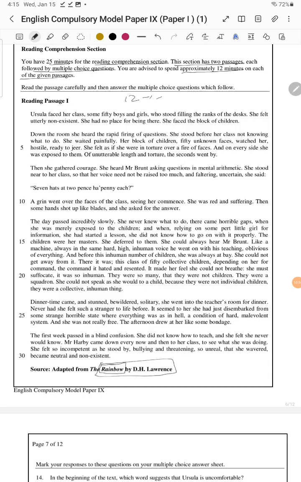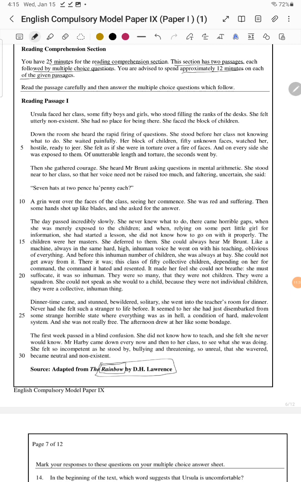12 minutes means to read the passage, to understand the passage, and to solve the questions, all in 12 minutes. I think that these 12 minutes are not enough for all three of these tasks, but you have to manage. So how can we manage? Let's discuss the strategies to manage.